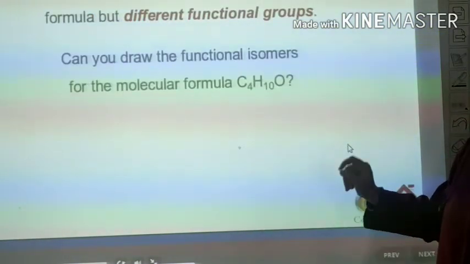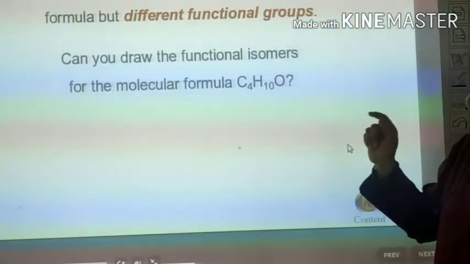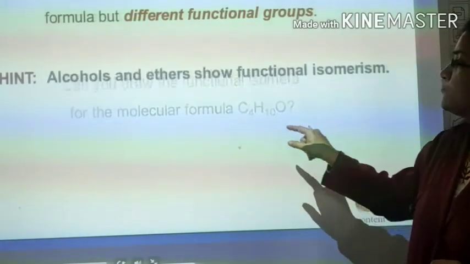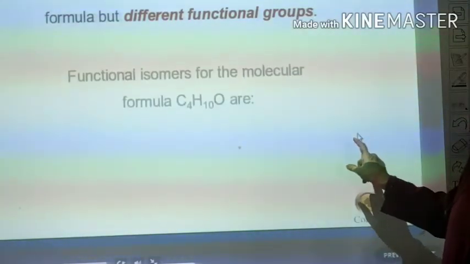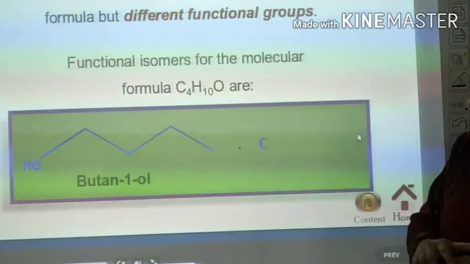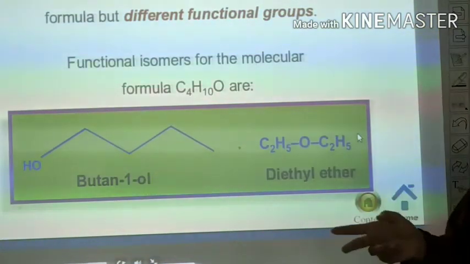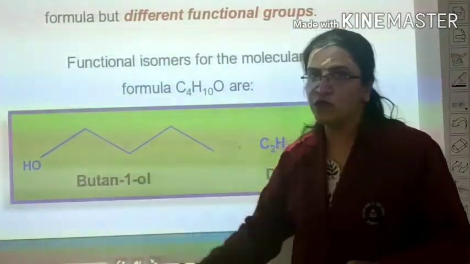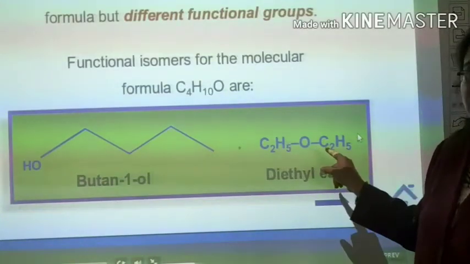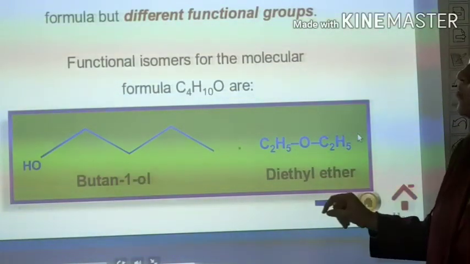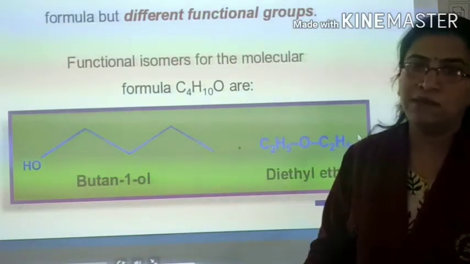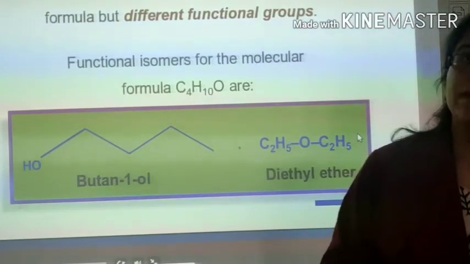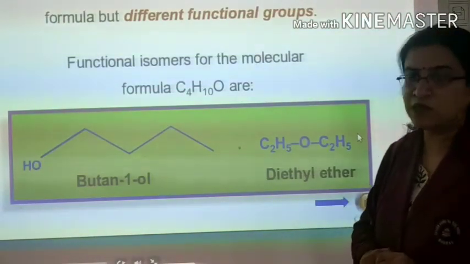Now, functional isomerism. Functional isomers have the same molecular formula but different functional groups. So look at the molecular formula C4H10O. Now, this C4H10O exists in two ways. Here, this O is present in the form of OH, but in the next, this O is present in the form of ether. So what do we learn? If the molecular formula is the same, but the structural formula is different due to the presence of different functional groups, it is a type of functional isomerism.